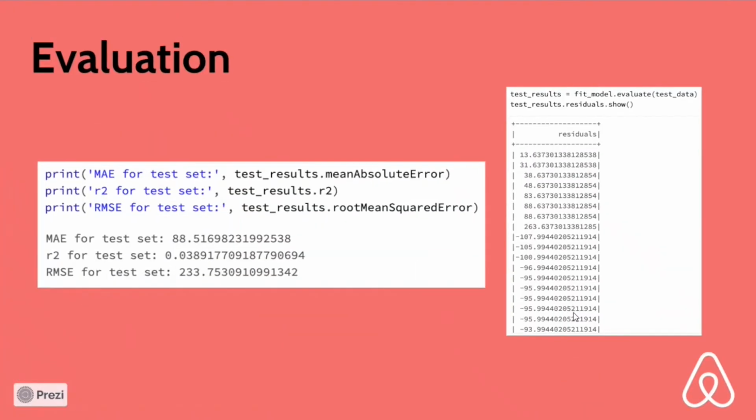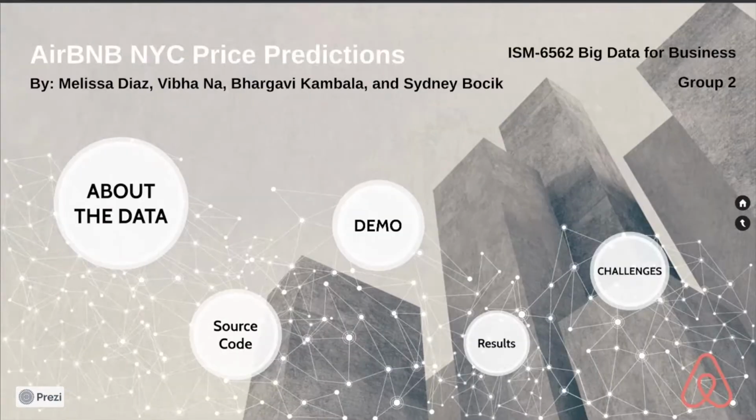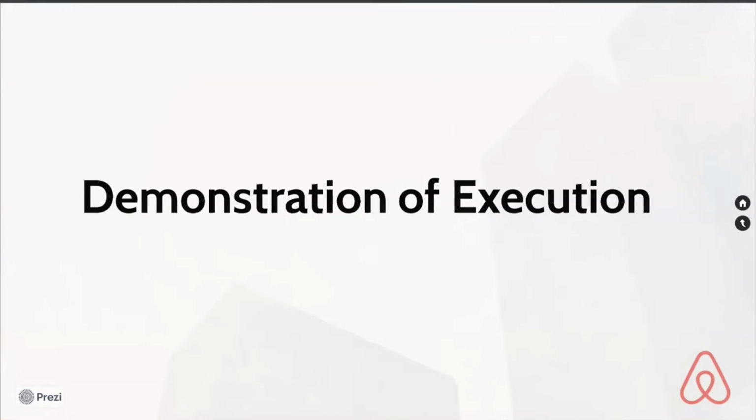For evaluation, we have used mean absolute error, mean squared error, and root mean squared error to show our results. That's all for the source code. And for the demo, I'm handing over to Melissa.